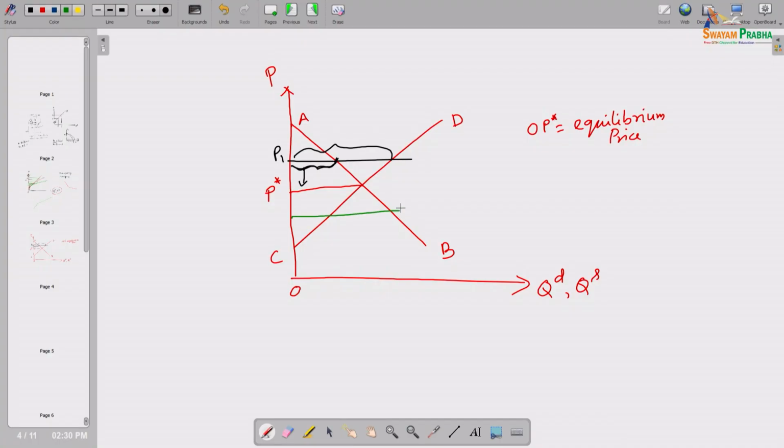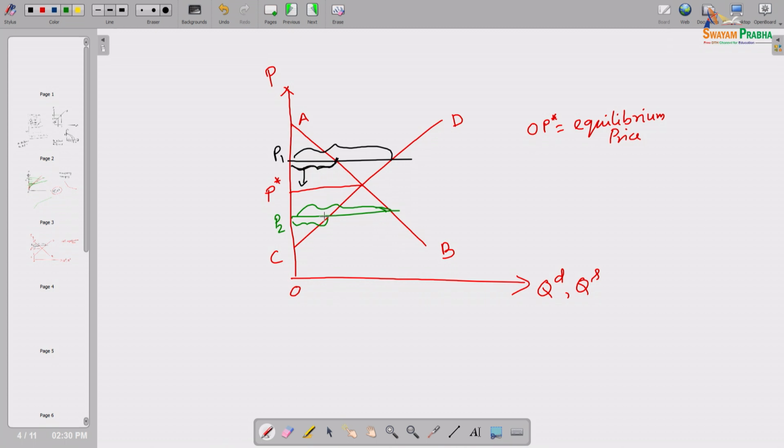Now the exactly opposite scenario. Suppose this is the price level, say OP2. If that is the case, what is the quantity demanded? This much quantity of the commodity is demanded by the customers in the market, but only this much is available in that market. So, what will happen? Demand for that commodity in the market is way above the supply in that market. What will happen?